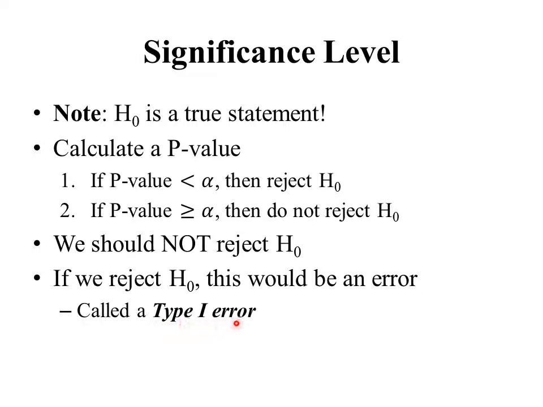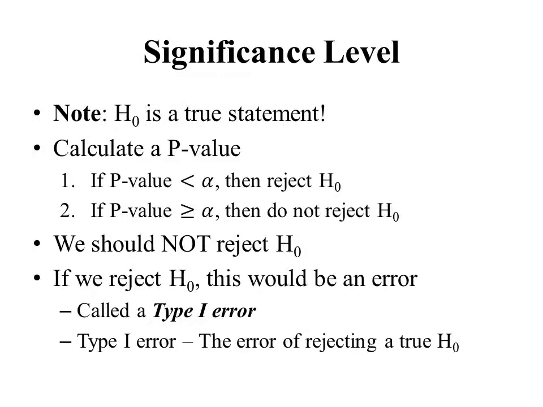Now the book has used this term type 1 error many times in chapter 7. This is the first time we've mentioned it. But a type 1 error is defined as the error of rejecting a true null hypothesis. If the null hypothesis really is a true statement, then we should not reject it. If we do reject it, that's an error, what we call a type 1 error.